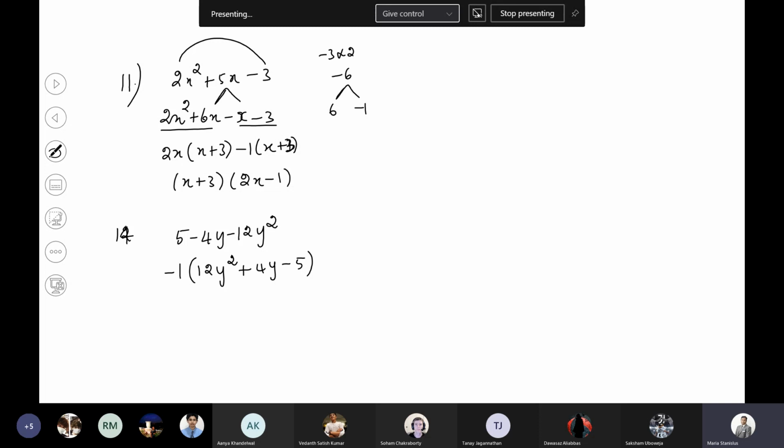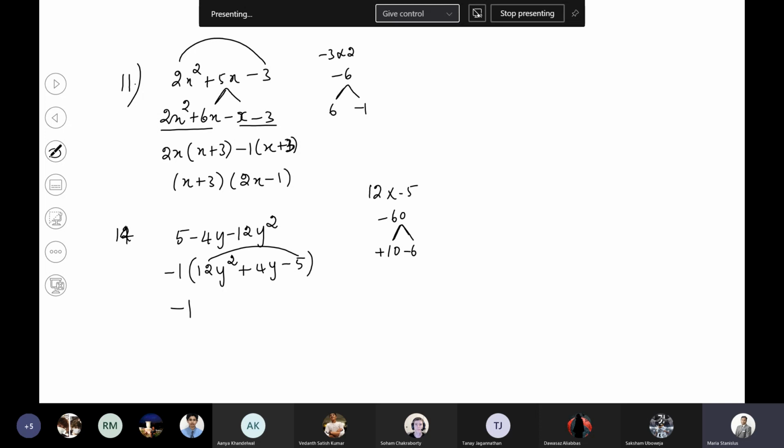Now look at this. The product would be 12 and minus 5. So 12 times minus 5 would be minus 60. So let's check if we can factorize this to get 4. Which two numbers would it be? 6 and... very good. It would be minus 10 and 6. So I can split the middle term, so it has to be plus 10 and minus 6.